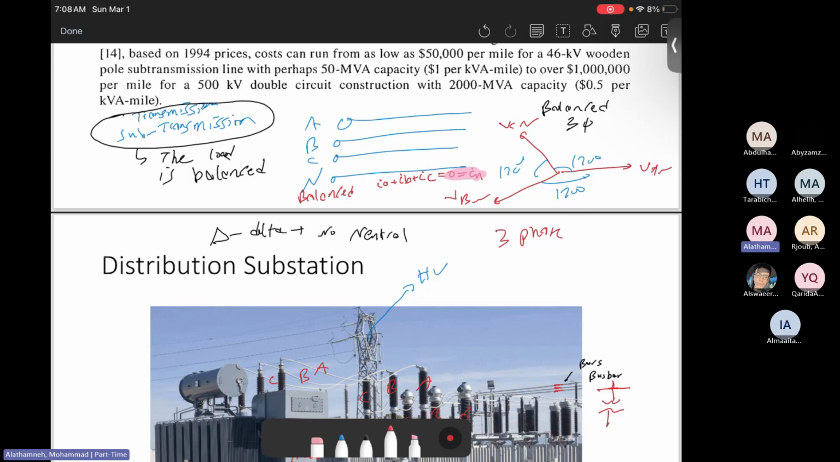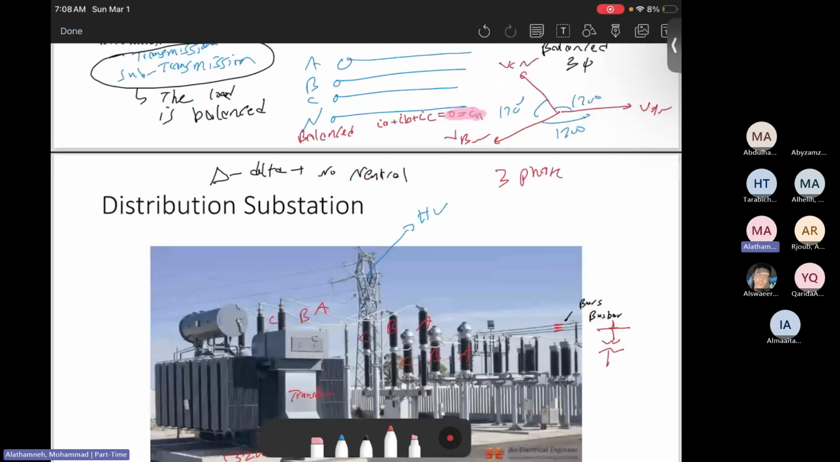Okay, so again, to conclude what we discussed so far, we talked about generation. The generation is associated with medium voltage, and there is a generator and a step-up transformer. We denote it by GSUT, generator step-up transformer.